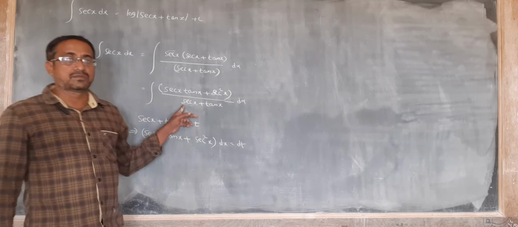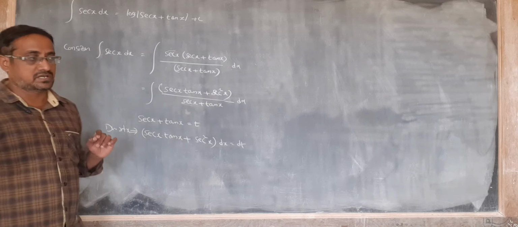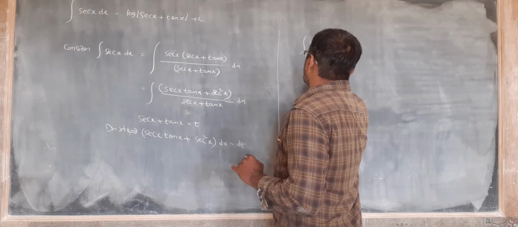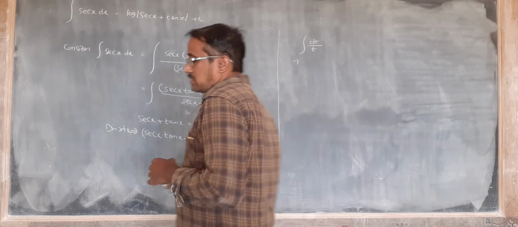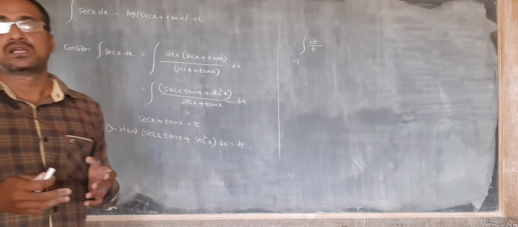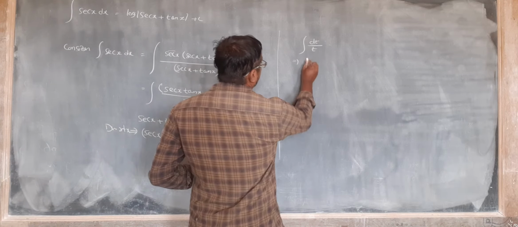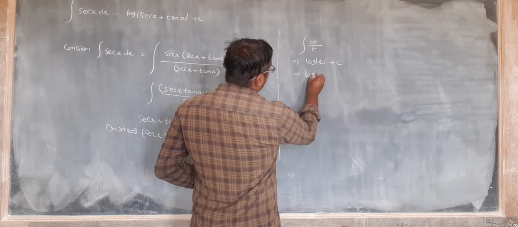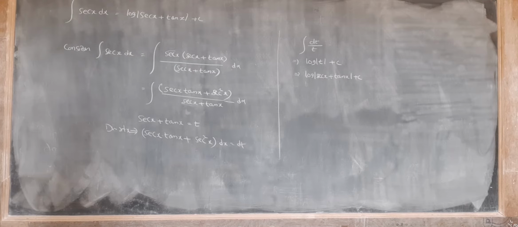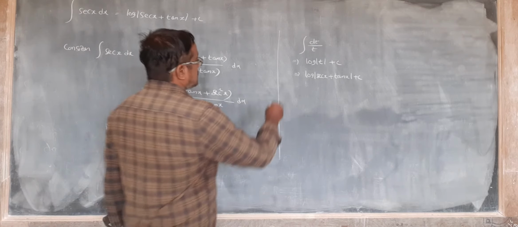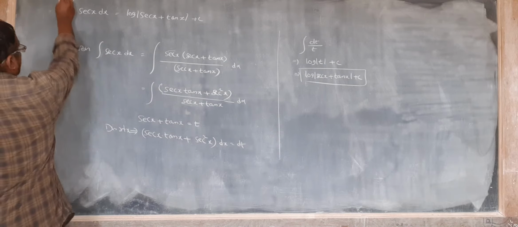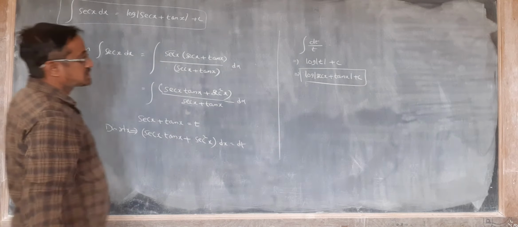If you take denominator as t, numerator will be its derivative. So the given integral will be of the form integral dt by t. Now integral 1 by x dx is log mod x. So you will get log mod t plus c. So this is the result. Integral secant x dx is log mod secant x plus tan x.